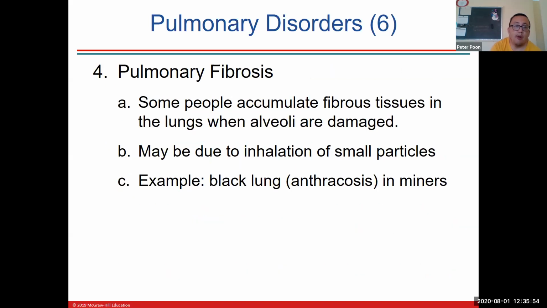Pulmonary fibrosis. Some people accumulate fibrous tissue in the lungs when the alveoli are damaged. This is when you actually breathe particles into your lungs, and that causes damage to your lungs. Then your lungs, instead of rebuilding new lung, just scar over and fill. That's the fibrosis.